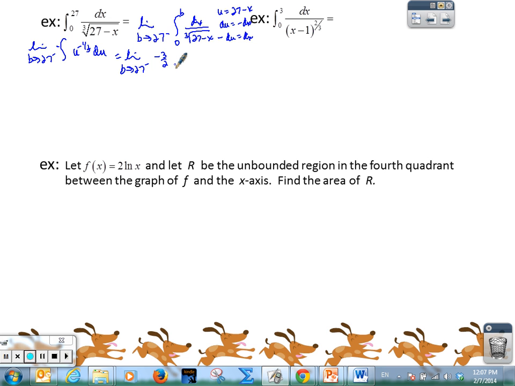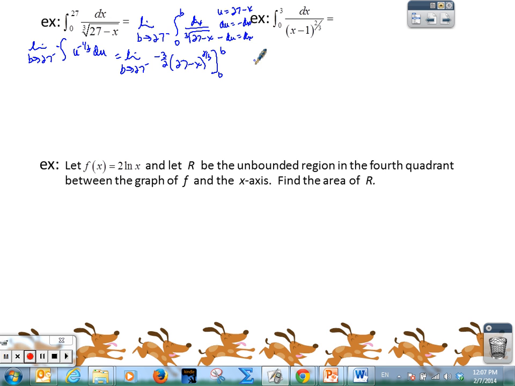And I'm going to go ahead and put the x back in. It will be u to the 2/3, but I'm going to go ahead and put the u back in: 27 minus x. I have this that was generated from the u sub, to the 2/3. We're evaluating it from 0 to b. Okay. Is everybody okay?